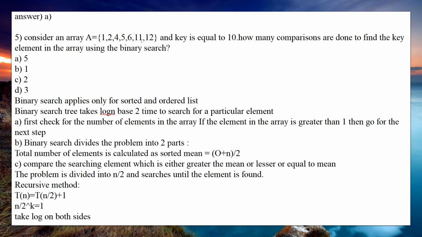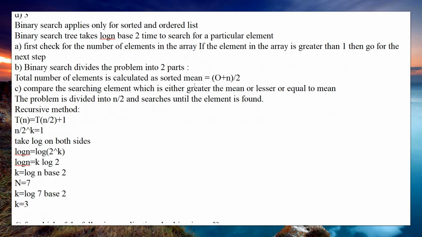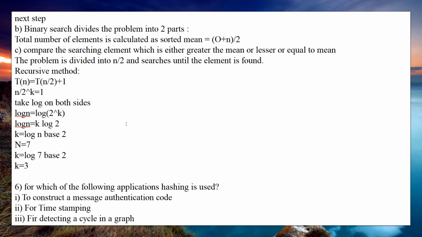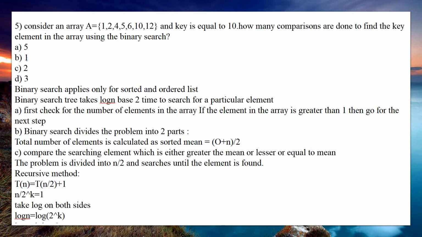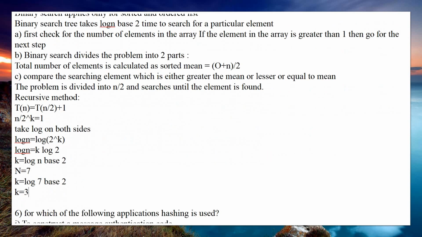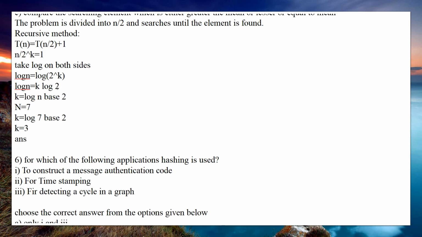Here the key should be 10, because you are going to find the element 10 in an array. So the number of comparisons that is needed to find it is 3. So option D is the correct answer for this question. Option A is 5, option B is 1, option C is 2, option D is 3. So the answer for this question is D, that is 3.